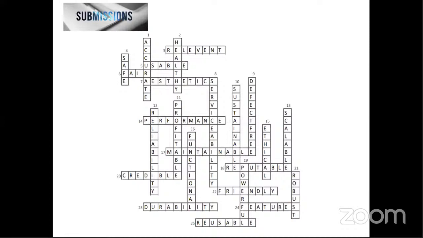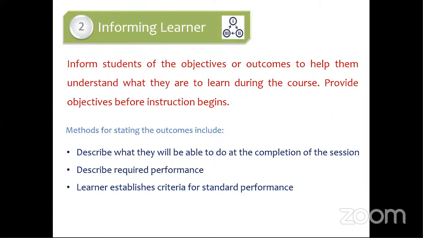Then informing the learner is the second point. Inform students about the objectives and outcomes. It is clearly said that whenever we start a course, we need to tell the students the objectives, course outcomes, COs, and all those things. But how you describe them is going to play a very important role. What is their required performance? How are you going to establish criteria? All these things will play a very, very important role.